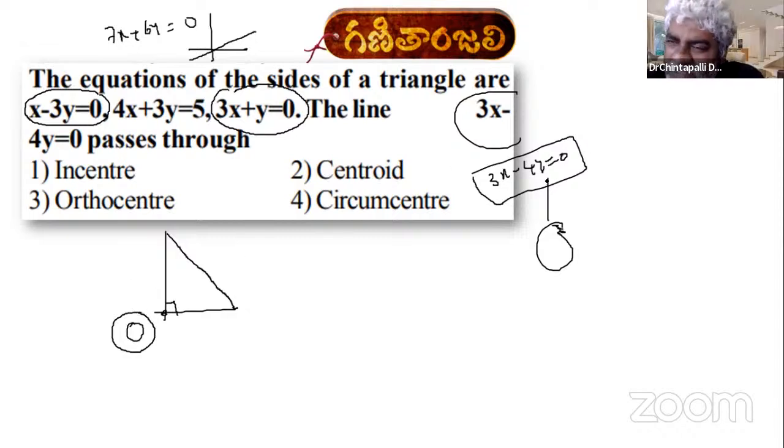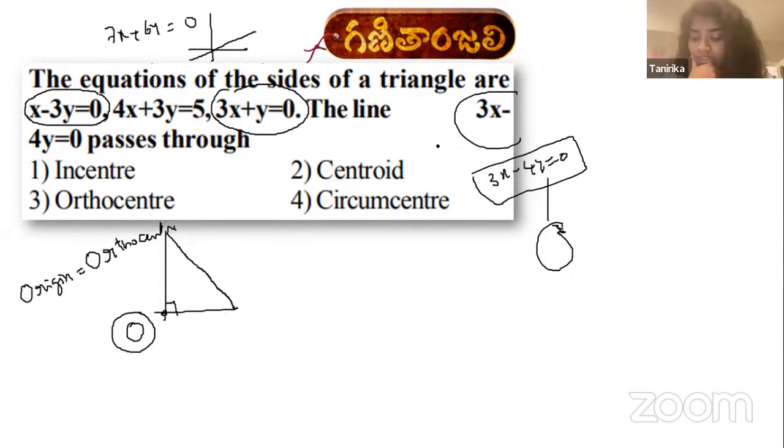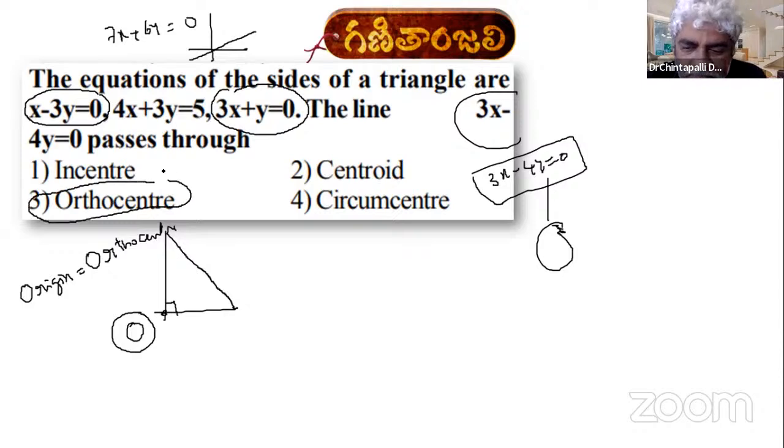And this line passes through the origin. What is the origin here? Origin and the center are both the same. In this particular case, the equation 3x minus 4y passes through the origin. So which option is correct? Incenter, centroid, or circumcenter? Circumcenter, sir. It is a somewhat typical question. We will discuss it again.